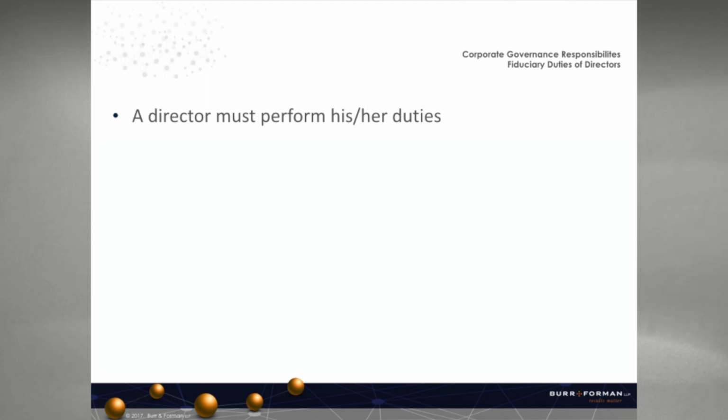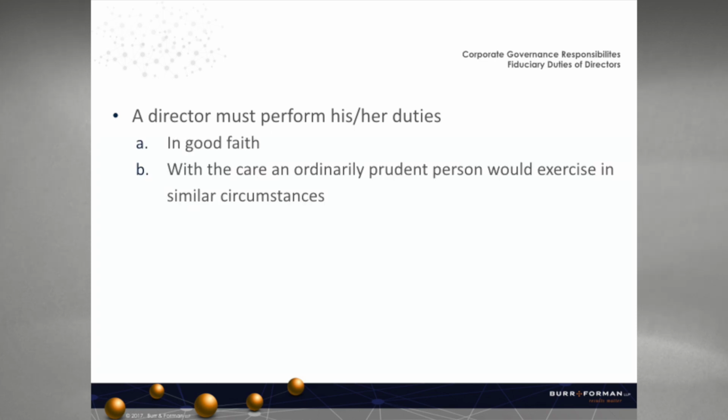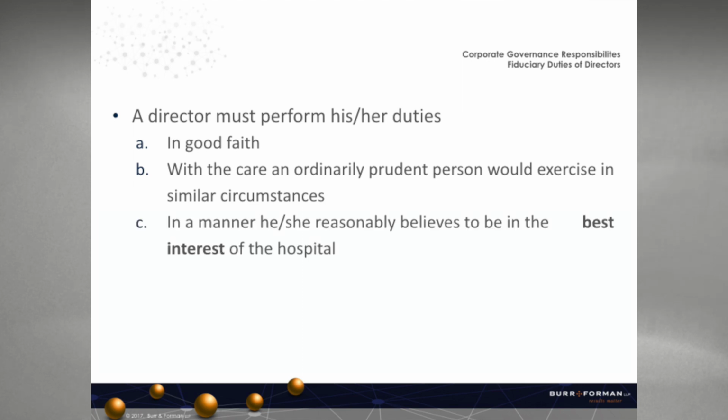Directors typically have three general duties. Under Alabama law, an officer or director of a corporation must discharge his duties as a director, one, in good faith, two, with the care an ordinarily prudent person in a like position would exercise under similar circumstances. This is oftentimes referred to as the duty of care. And third, in a manner the director believes to be in the best interest of the corporation. That's often referred to as the duty of loyalty.